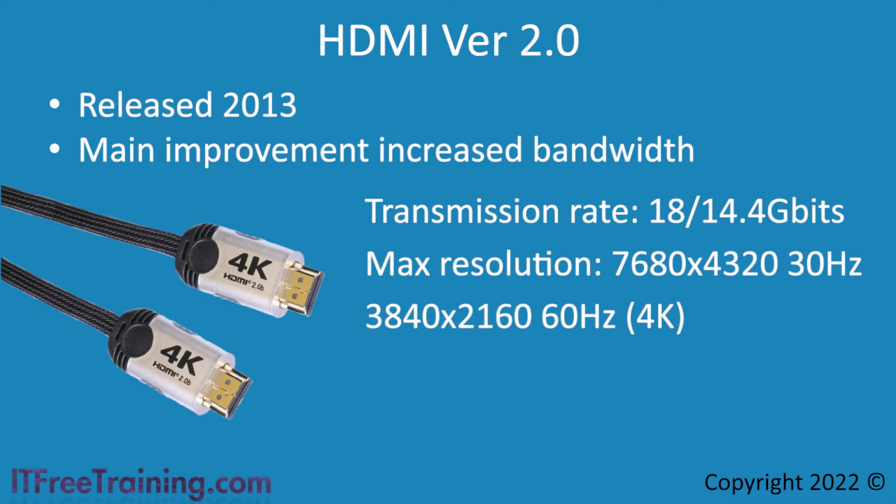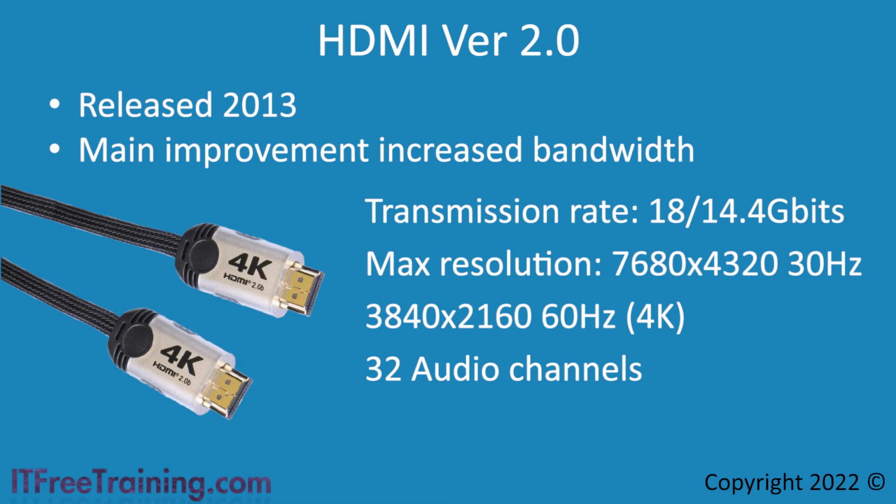HDMI 2.0 increases the number of audio channels from 8 to 32. For home use, you probably would not go above 7.1 surround sound. But if you did decide to go to 11.1 surround sound or higher, HDMI would be ready.